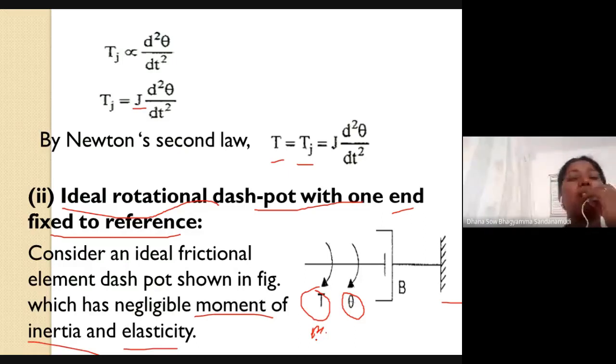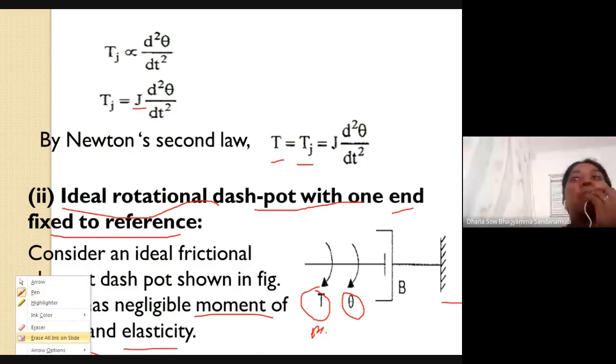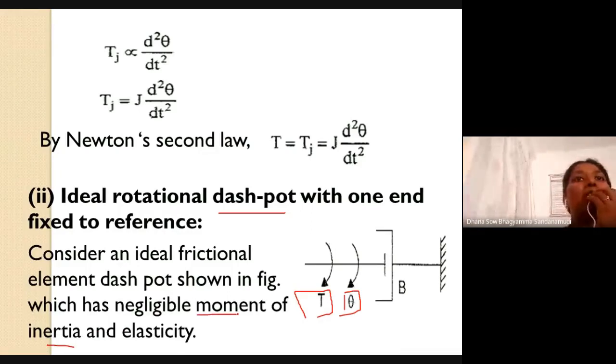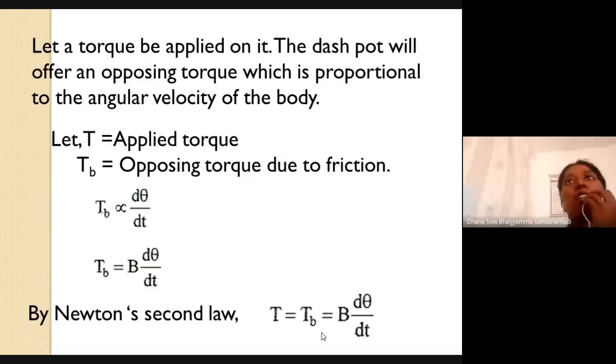Now I will erase all the ink marks. Here we are applying the input, which is the applied torque. When torque is applied, there is an angular displacement of theta. So this is the ideal case of a frictional element with one end connected to a reference, where moment of inertia and elasticity are negligible.